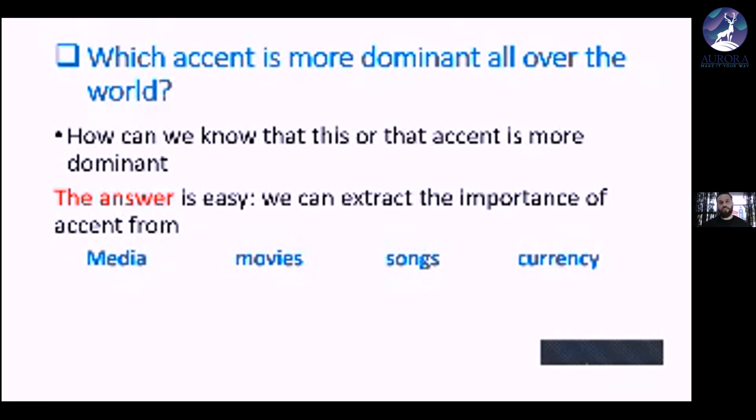First, you have to ask yourself a question: how can we know that this or that accent is more dominant? Think about that. You will see the answer is so easy. We can extract the importance of an accent from media, from movies, from songs, from currency, all these things.